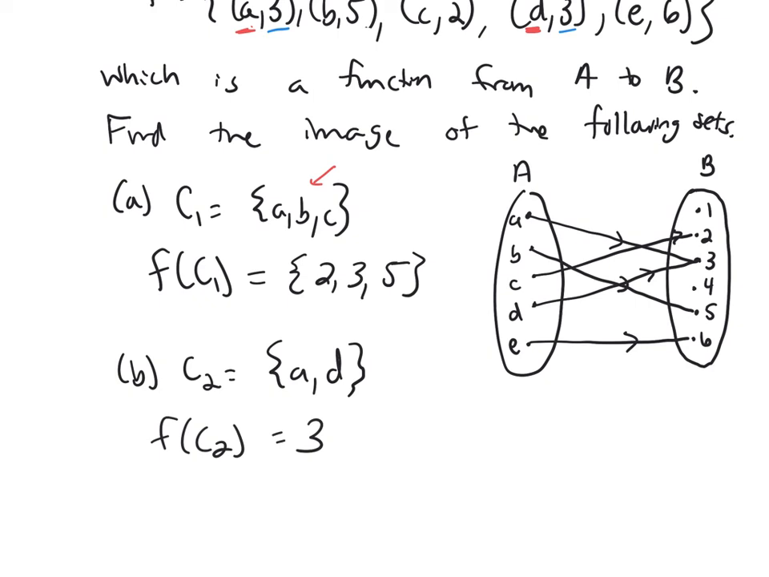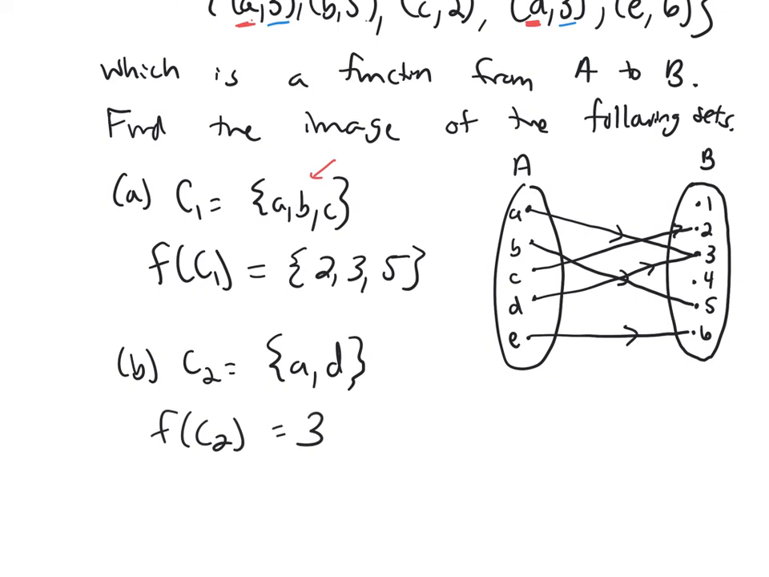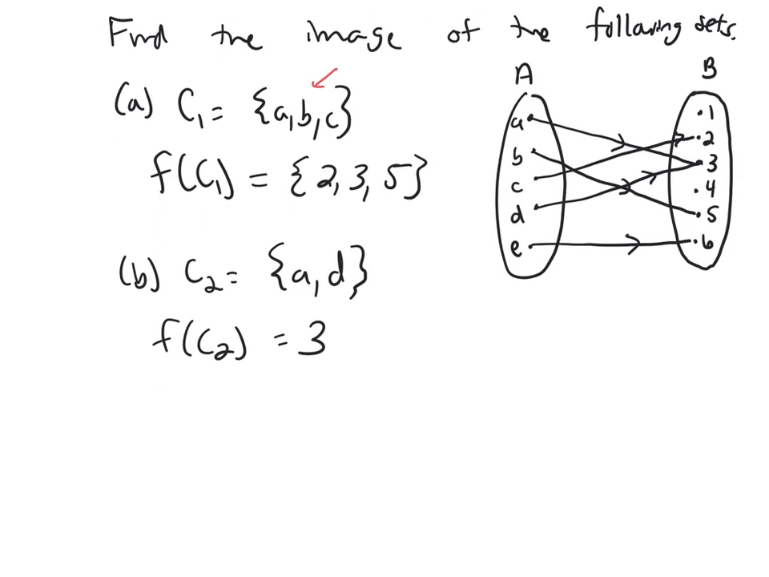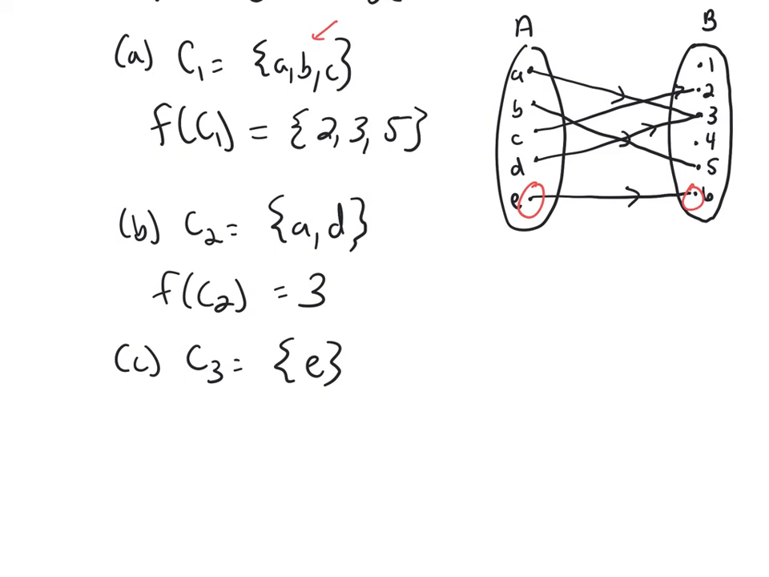All right. Let's do two more of these. So C3, e. You're just looking at what happens to e. If I look here, e goes to 6. So f of C3 would just be the element 6.